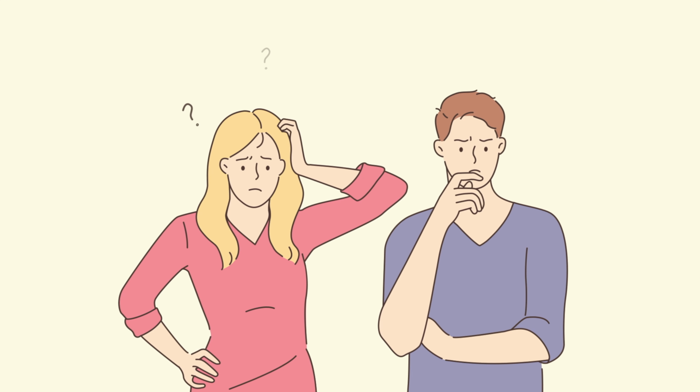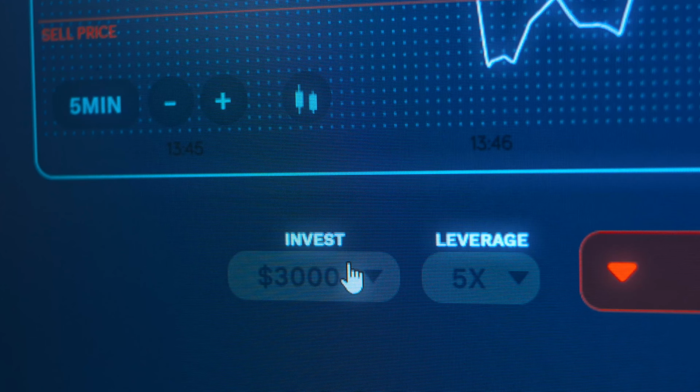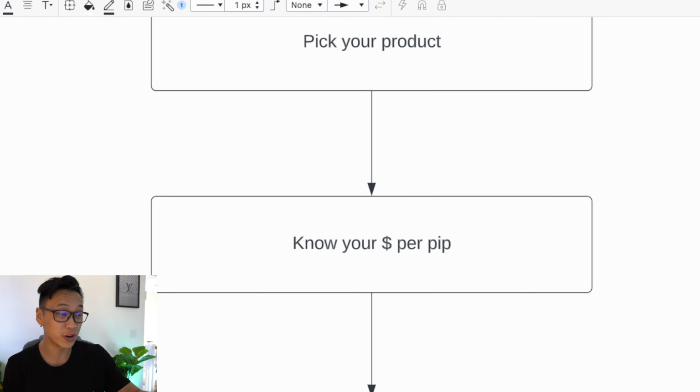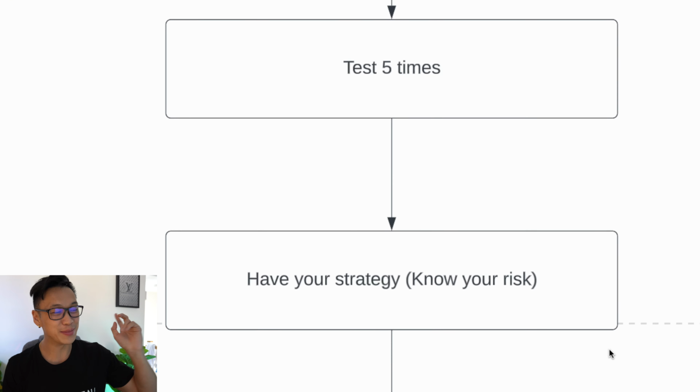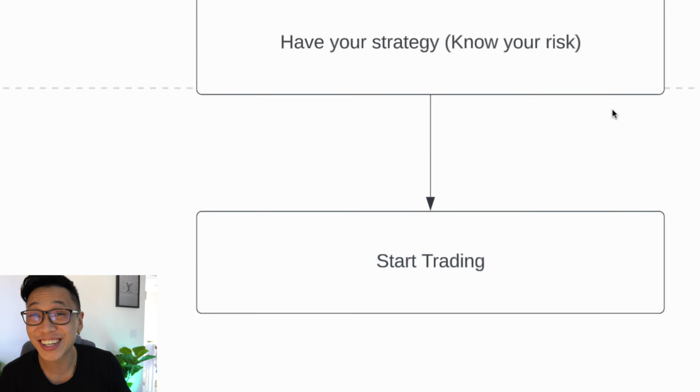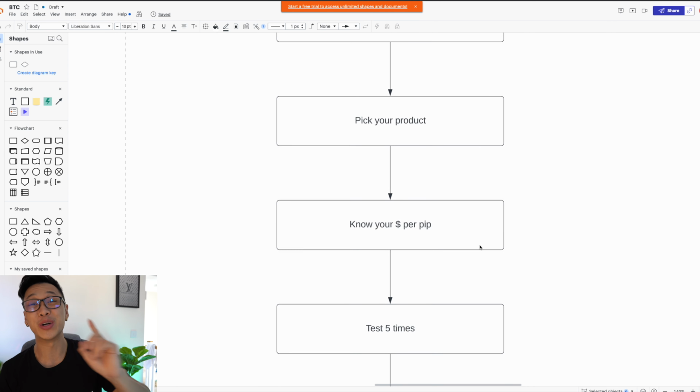Have you ever wondered how to do leverage trading or even just trading in general in crypto? Champ here. I'm here to walk you through a very simple step-by-step on opening your first trade. Here's how: pick your platform, pick your product, know your dollar per pip, test 5 times, know your strategy and know your risk, and then start trading. So I'm going to walk you through each one step by step.